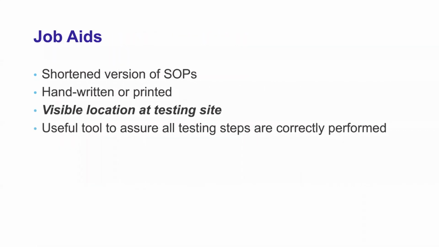So, job aids. Job aids are shortened versions of SOPs. They're handwritten or printed, and one of the important distinctions between a job aid and an SOP is that job aids are visible at the location of the testing site. Whereas an SOP might be stored in a binder in the manager's office, a job aid is just posted at the bench, and so can be quickly referenced if there are questions. It's a useful tool to ensure that all testing steps are correctly performed.